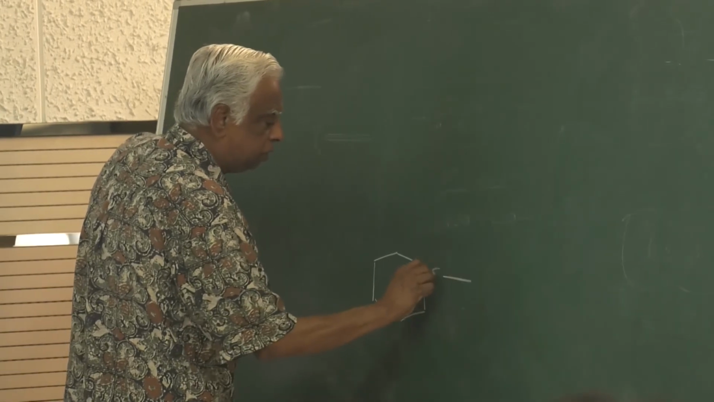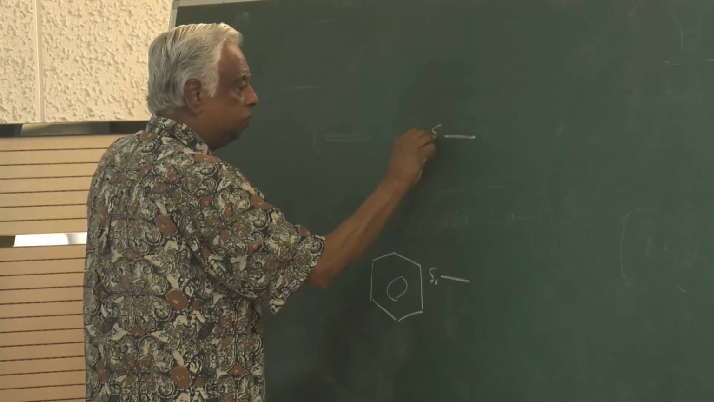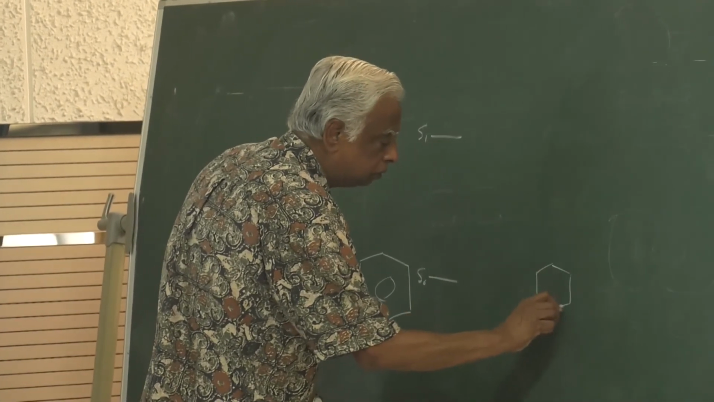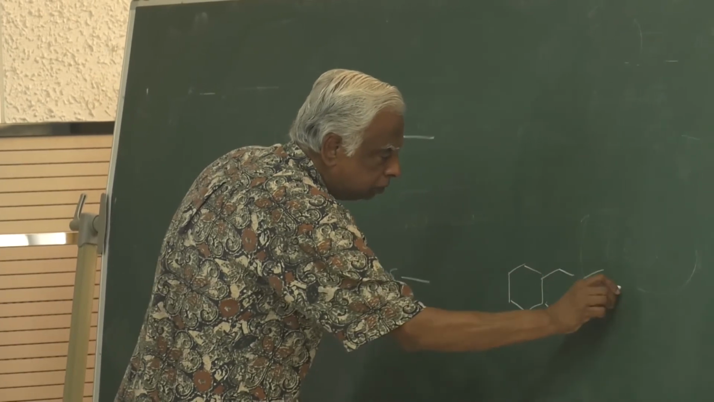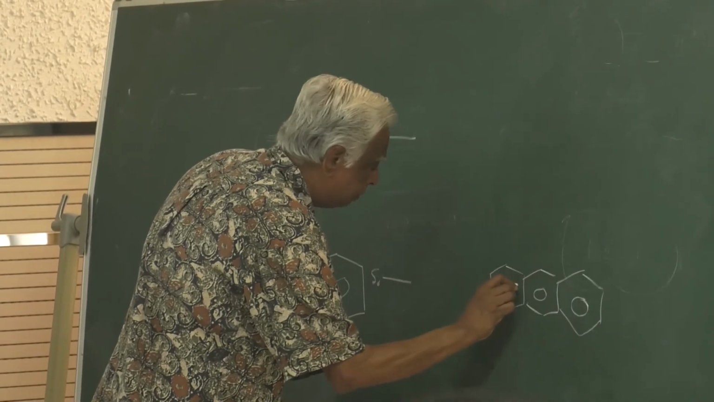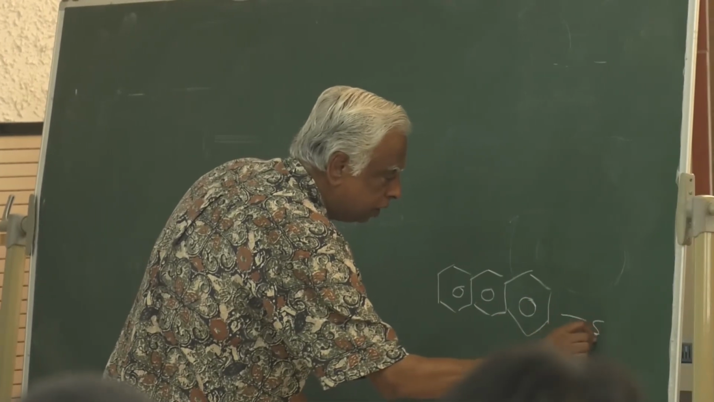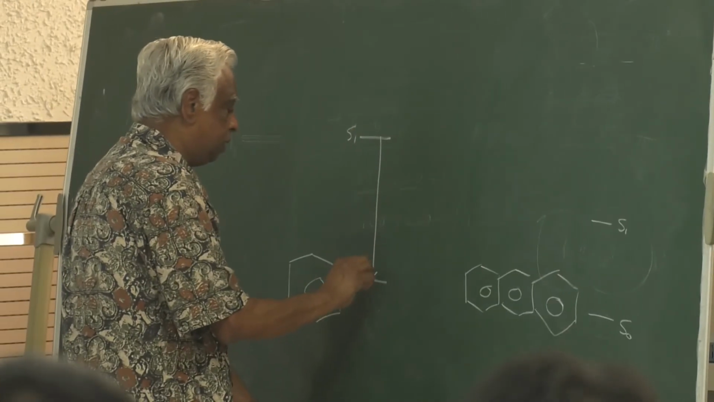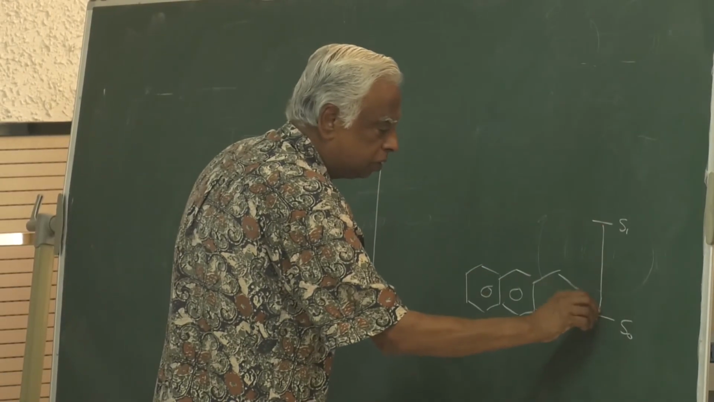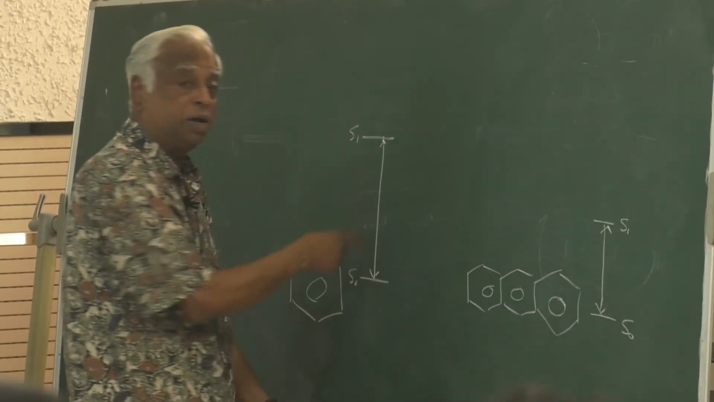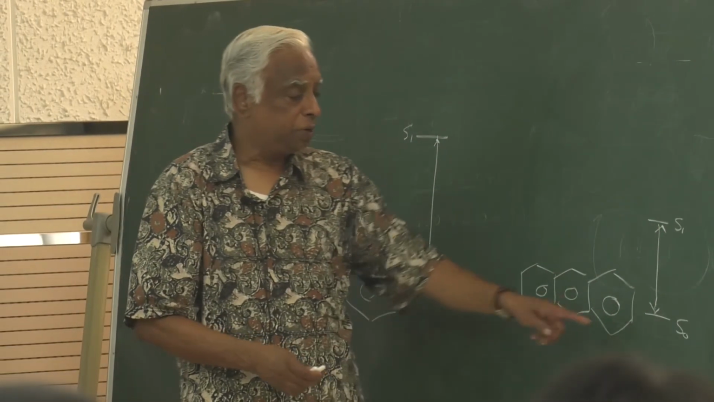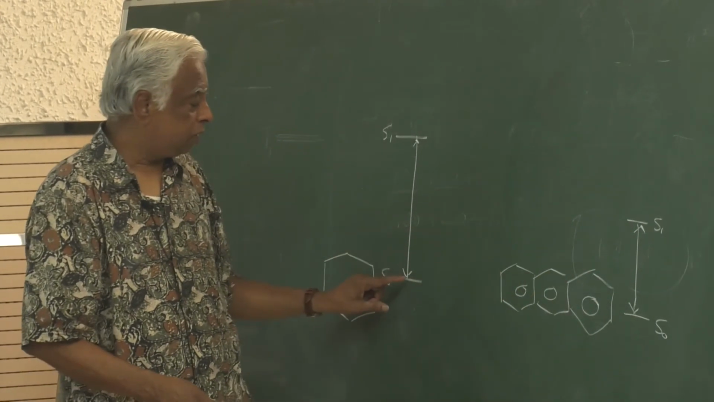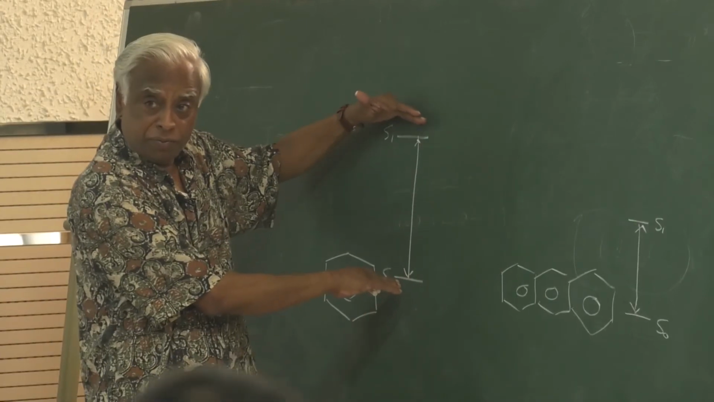It is going to be S0, and then it is going to be S1. And then if you take anthracene, this is S0, and the first one is going to be S1. So if you look at this gap and then at that gap, this one is smaller, that one is larger. Taking an electron from here to here requires only this much energy, whereas taking an electron from here to here requires more energy.